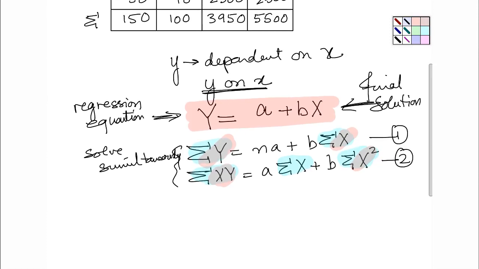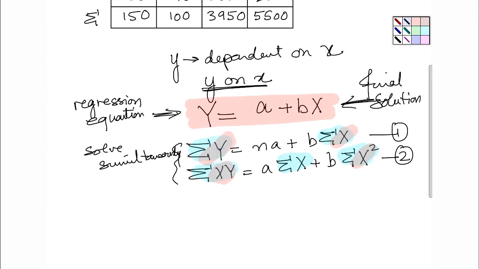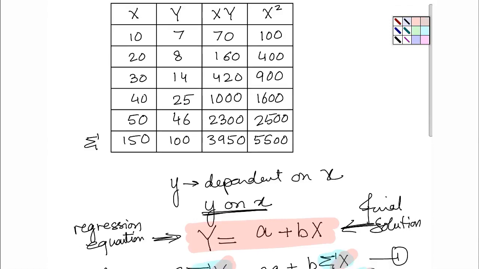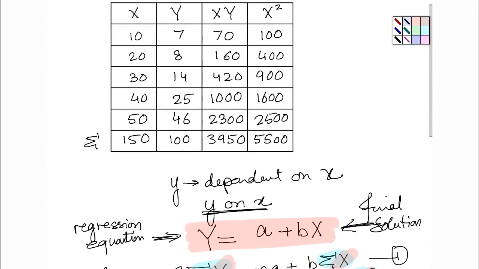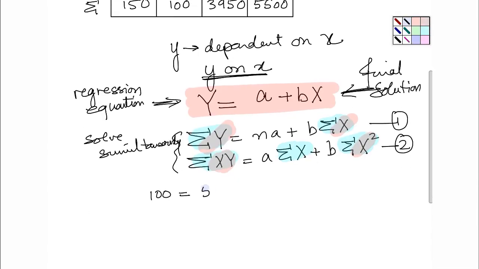Okay, so what do we have in equations? We have the first equation as sigma y. What is sigma y? It is 100. Sigma y is equal to 100. So instead of sigma y, I'll write 100 is equal to na. N is the number of pairs that we compared: 1, 2, 3, 4, 5. These were the 5 pairs that I used for all the calculations. So N would be 5.